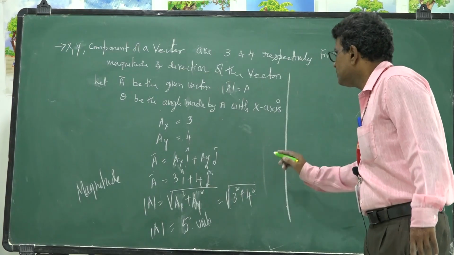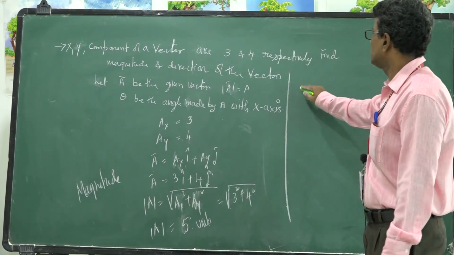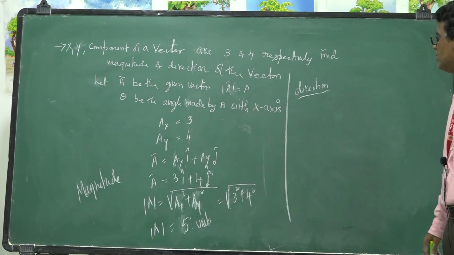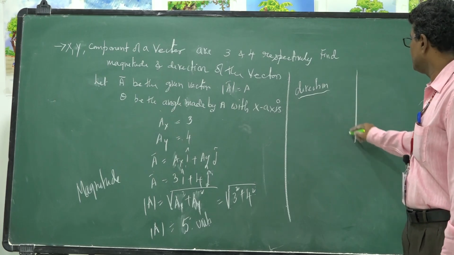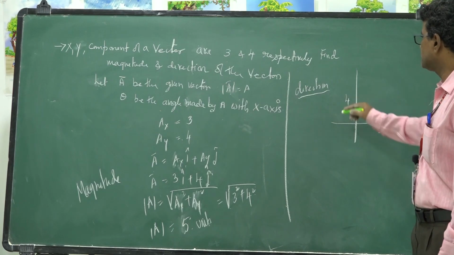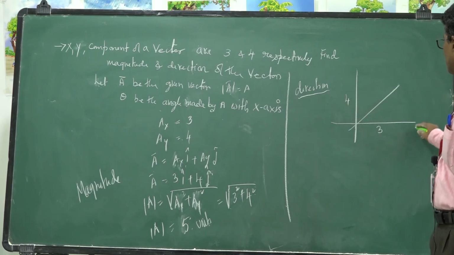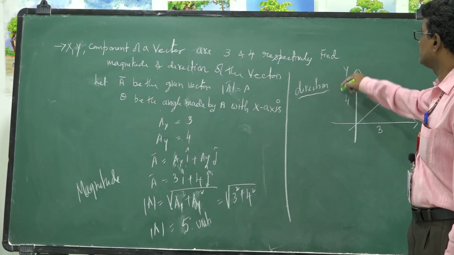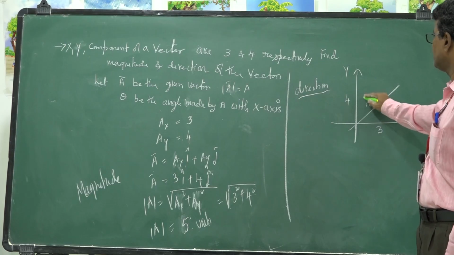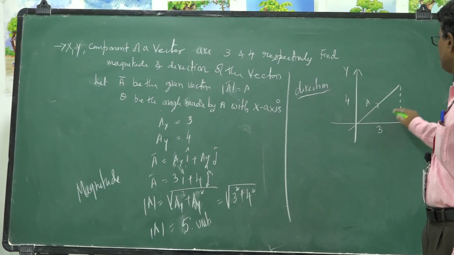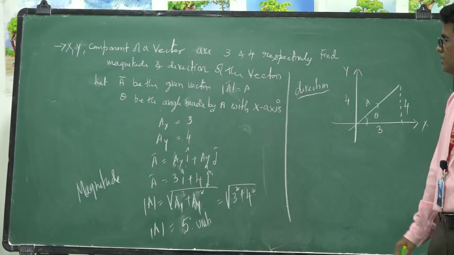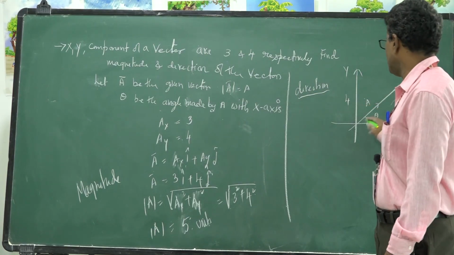The second one is the direction. How can we represent this direction? The x component is along the x axis with magnitude 3, and the y component is 4. So in which plane does the vector lie? The XY plane. So this is the direction of A bar. We don't know the direction, so let the y component be 4 and the x component 3. This is theta. So the vector makes an angle theta with the x axis.